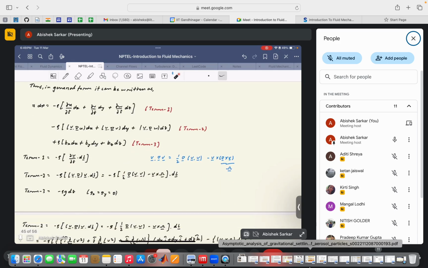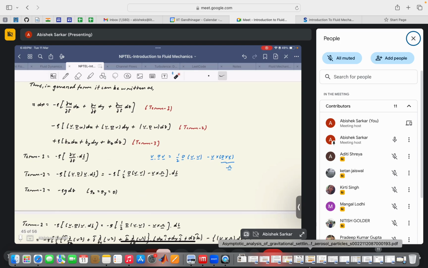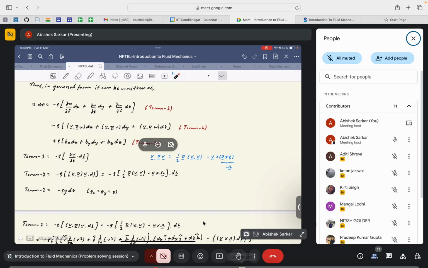Similarly, this term 2 can be written as V dot del operating over V, the velocity vector, dot dl. And finally term 3 would basically be rho g into dz, because if we consider the body force to only act along the negative z direction, only gz will be equal to minus g, the other two will be equal to 0, so it will be minus rho g into dz. Shown here.